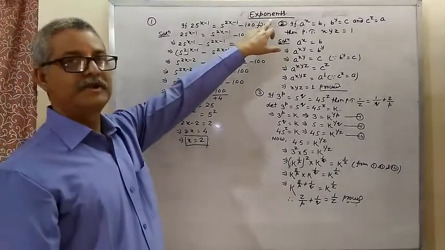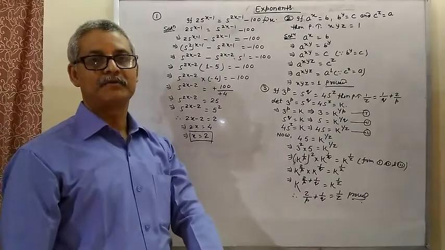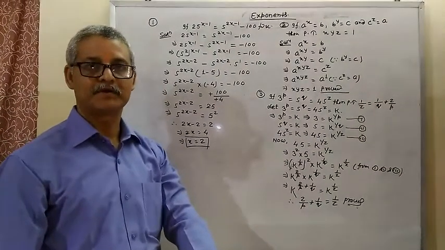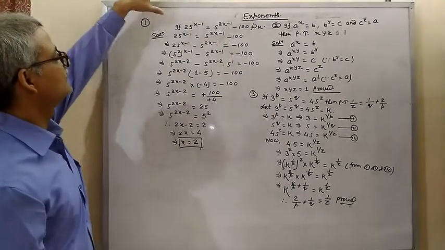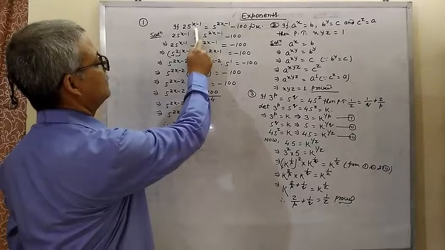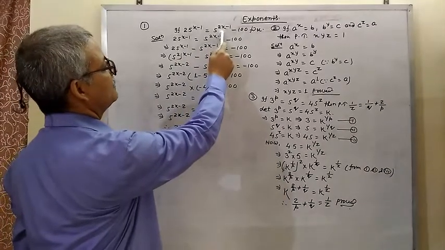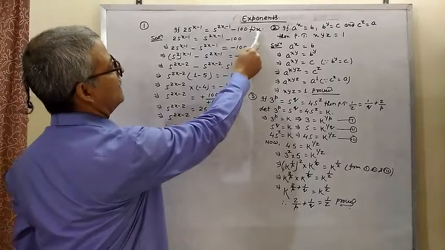Today again I explain some questions in exponents. Earlier the properties of exponents and a few questions were already explained. Now a few more questions I explain here. The first question is, if 25 to the power x minus 1 is equal to 5 to the power 2x minus 1 minus 100, then find x.